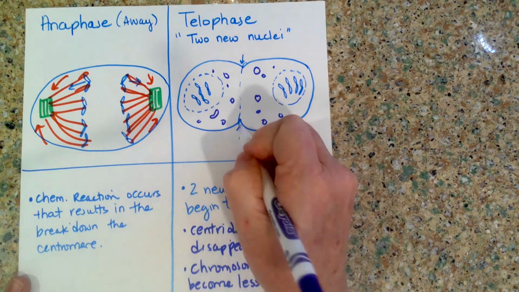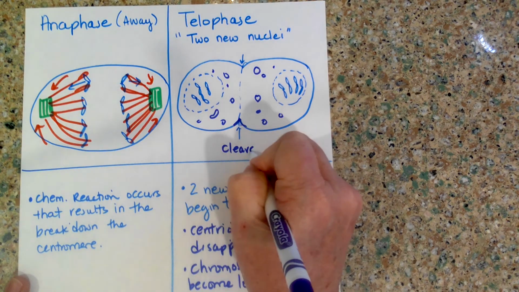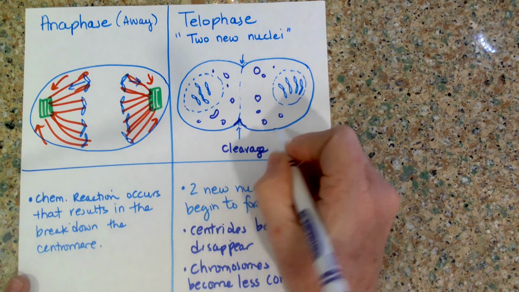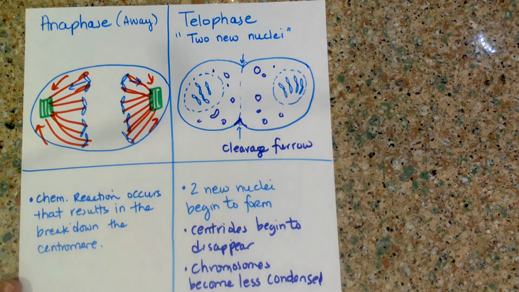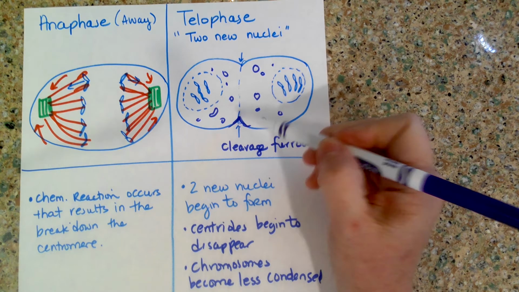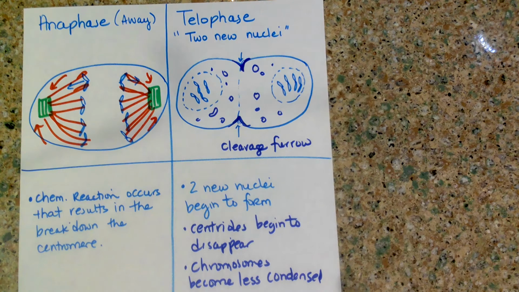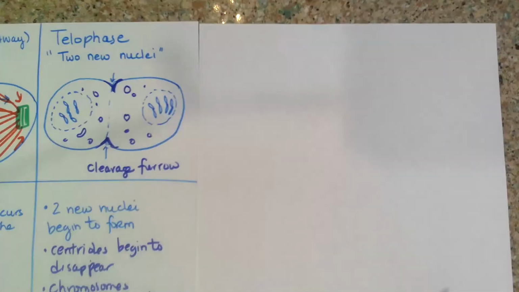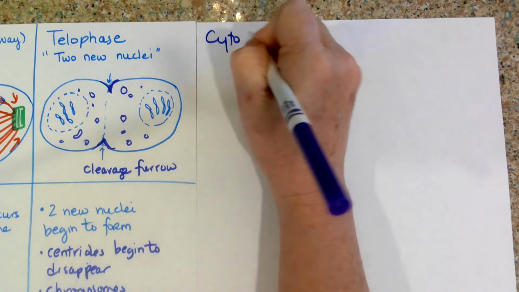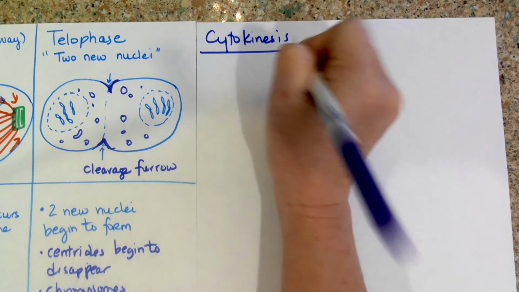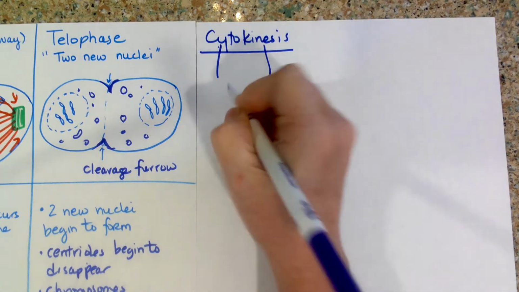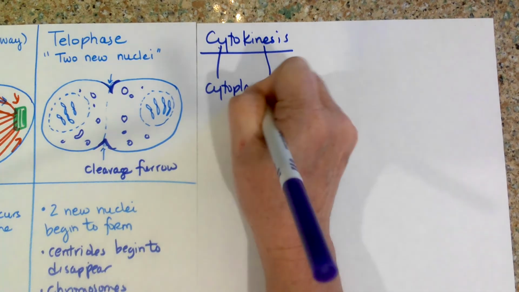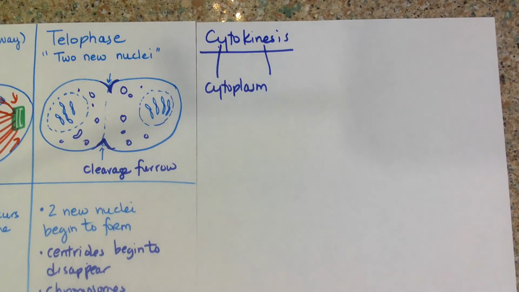And then this pinching in is called cleavage. All right, and that actual location is a cleavage furrow. A cleavage furrow is just where that cell membrane is starting to pinch in, because it's going to try and separate into two completely new cells. All right, so the last thing that you're going to have is cytokinesis. So that'll be your last box. Okay, and cytokinesis means splitting of the cytoplasm. And remember, cytoplasm is the organelles plus the cytosol.